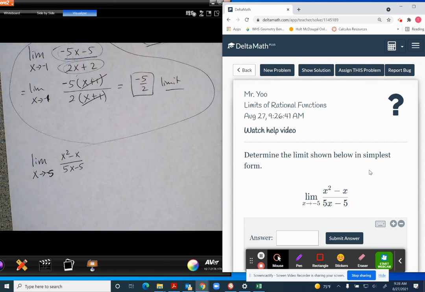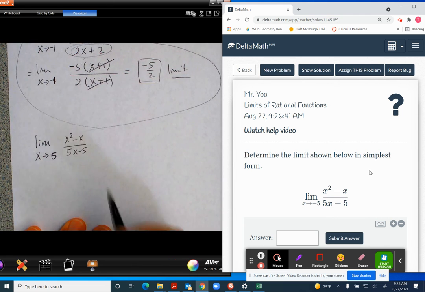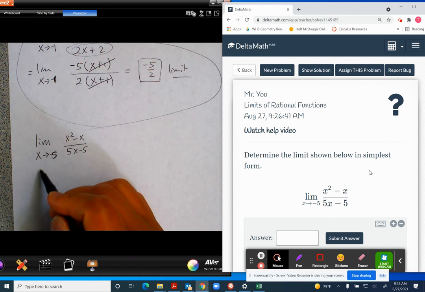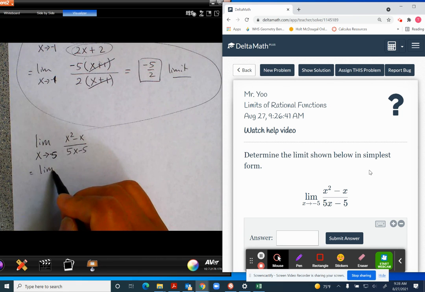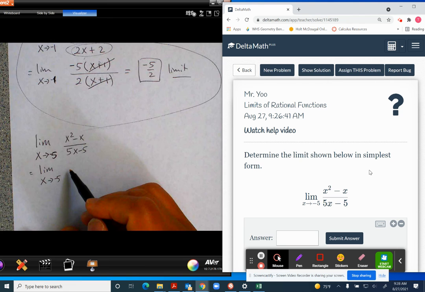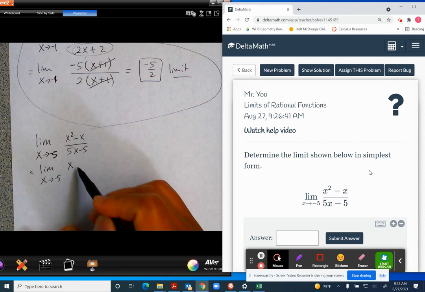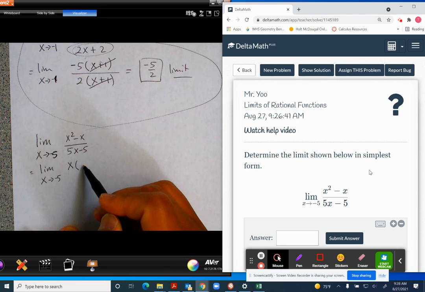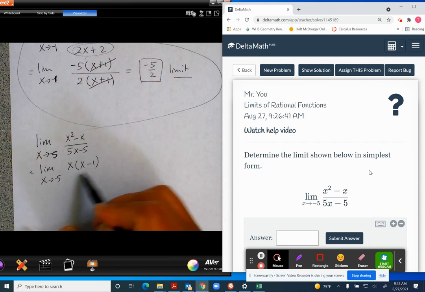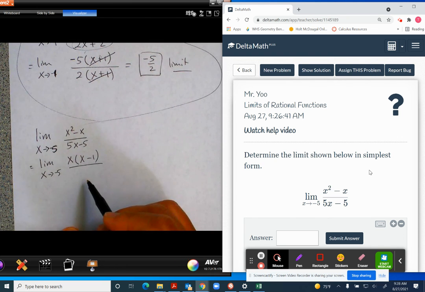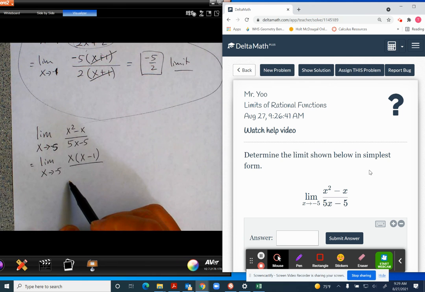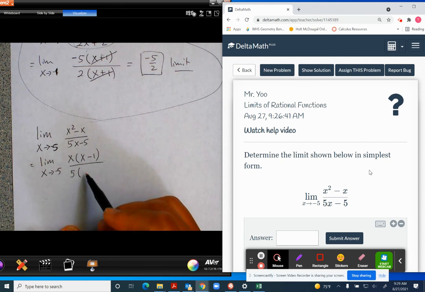Alright, so can someone help me with this one? Is this factorable on the top? Anybody? Yes. What is it? X times? Okay, x minus 1. Okay, yeah, say it. Okay, what about the denominator? Is it factorable? Yes. What is it? 5 times x minus 1. x minus 1. Very good.